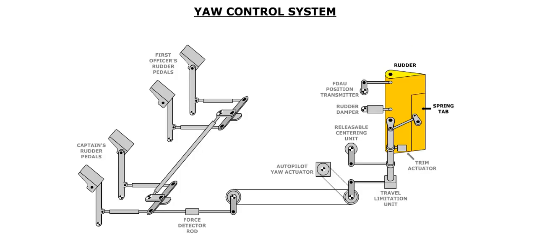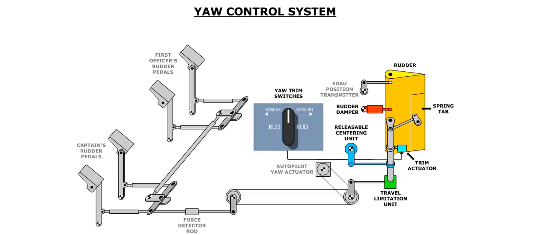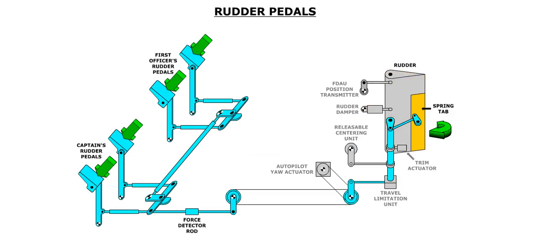Yaw is controlled by a movable rudder surface and a spring tab. The system incorporates a travel limitation unit, or TLU, a releasable centering unit, or RCU, a rudder damper, and a trimming system. Yaw is controlled by the 2 sets of rudder pedals. The rudder pedals mechanically control the spring tab, and the rudder is then controlled through the spring tab. The autopilot can also control the rudder through the autopilot yaw actuator.